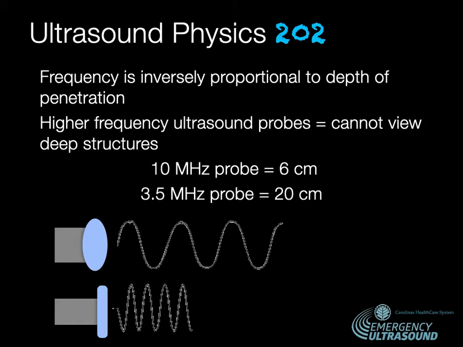So we remembered that the frequency is inversely proportional to the depth of penetration. Higher frequency ultrasound probes cannot see deeper structures. So a 10 megahertz probe, which is the high frequency probe, is going to image down to about 6 centimeters, whereas your 3.5 megahertz probe, so a lower frequency ultrasound probe, is going to measure to a depth of about 20 centimeters.